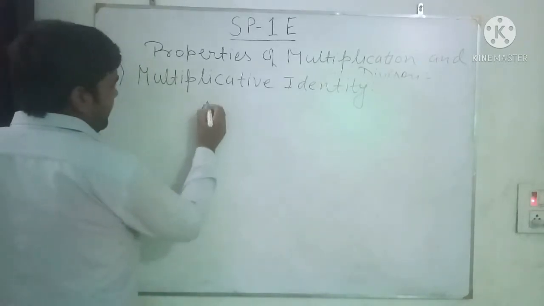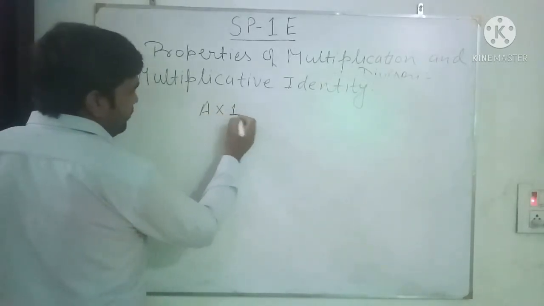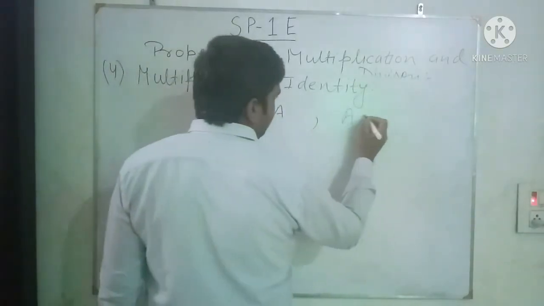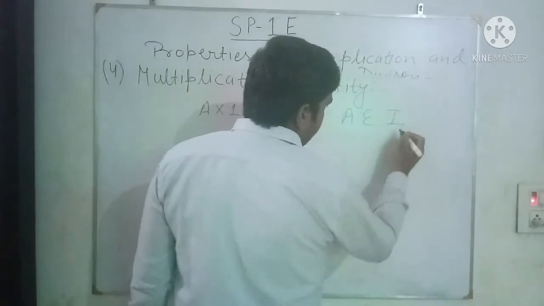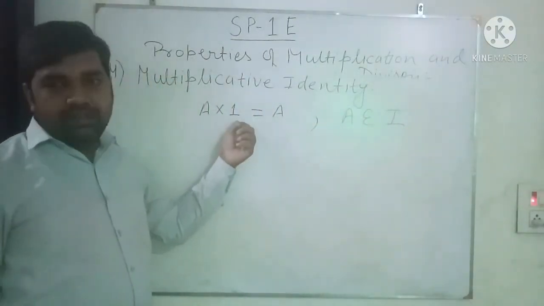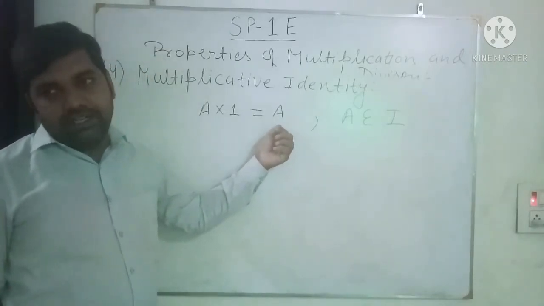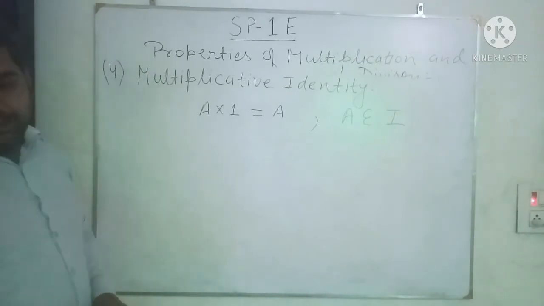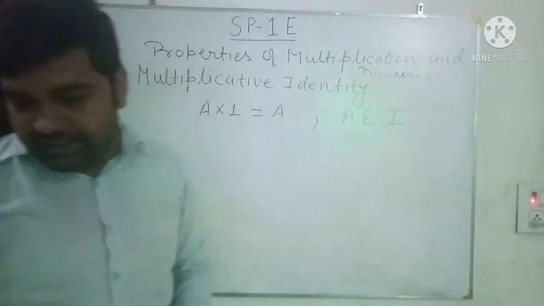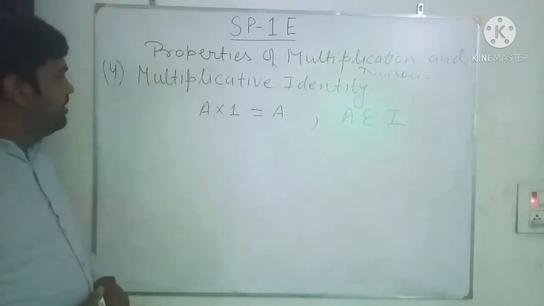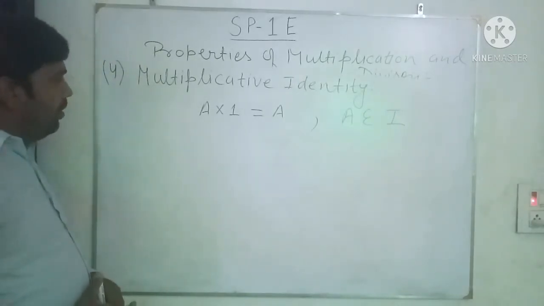Example, if a is any integer, and you multiply 1 by a, you get a only, such that a belongs to I. A is any integer, and if you multiply it by 1, you will get the same integer a. That is called the multiplicative identity. So the multiplicative identity for any integer is 1.